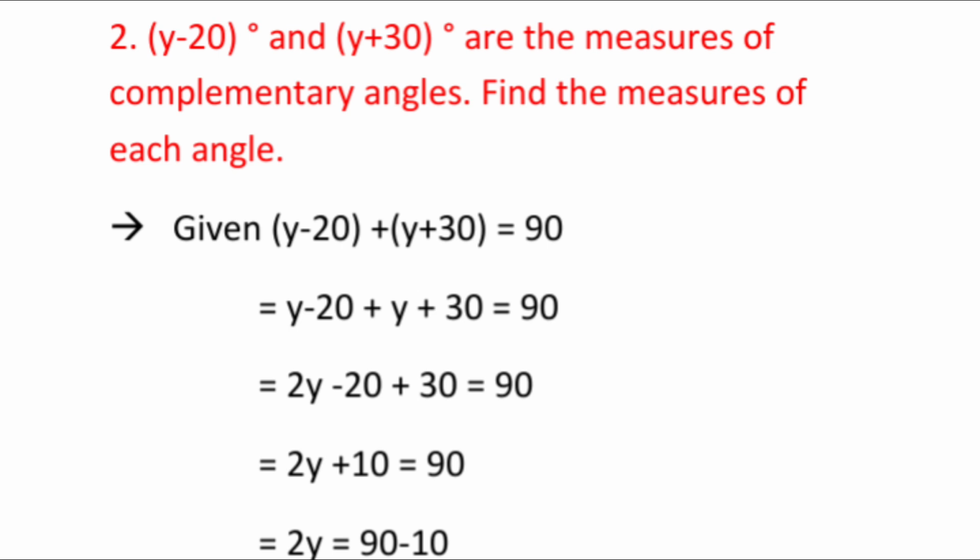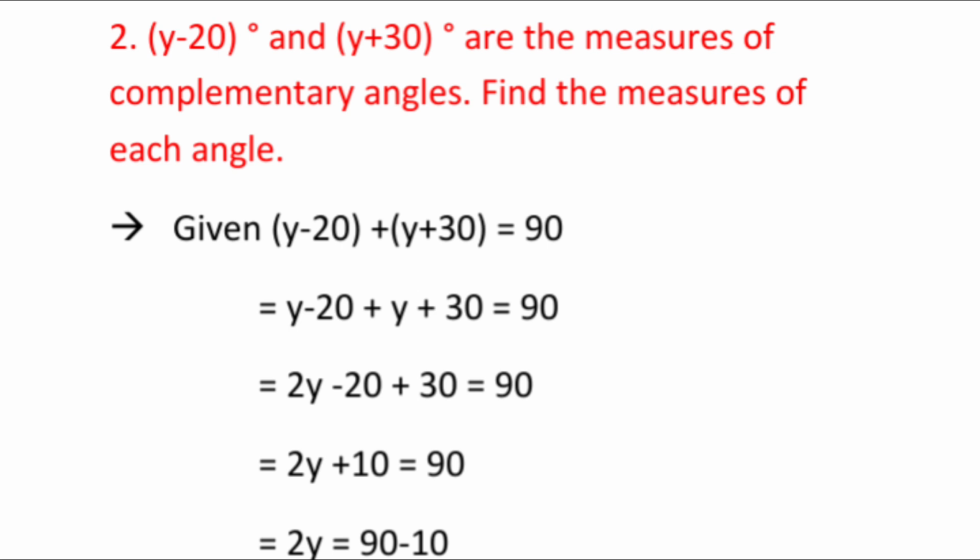Question number 2. y minus 20 degrees and y plus 30 degrees are the measures of complementary angles. Find the measure of each angle. Okay, so two angles are given, y minus 20 and y plus 30. Their addition should be 90. Here we write the equation: y minus 20 plus y plus 30 is equal to 90.